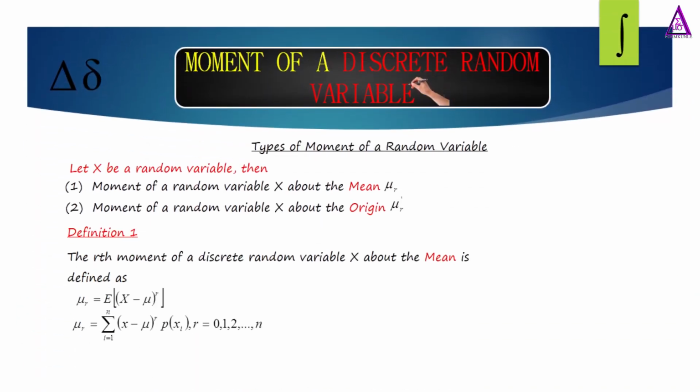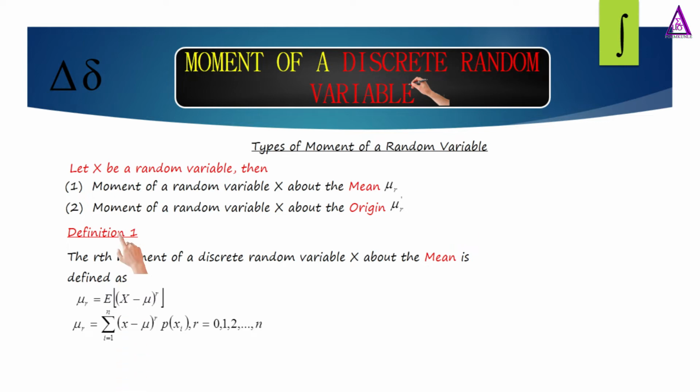Moment of a discrete random variable. Types of moment of a discrete random variable. Let x be a random variable. Then the first type of moment of a discrete random variable is the moment of a random variable x about the mean, mu subscript r. And the second one is the moment of a random variable x about the origin, mu subscript r prime. Definition 1.